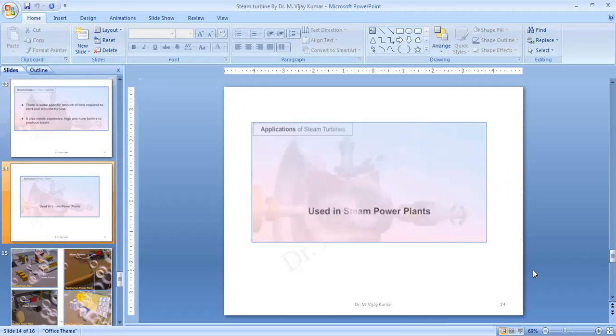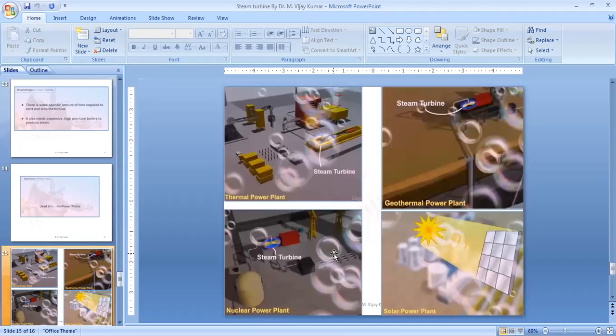And the application of steam turbine. Most of the steam turbines are used in steam power plants for power generation only. They are used in thermal power plants, geothermal power plants, nuclear power plants, and solar power plants as well. In many manufacturing units and industries also, steam power plants are used.